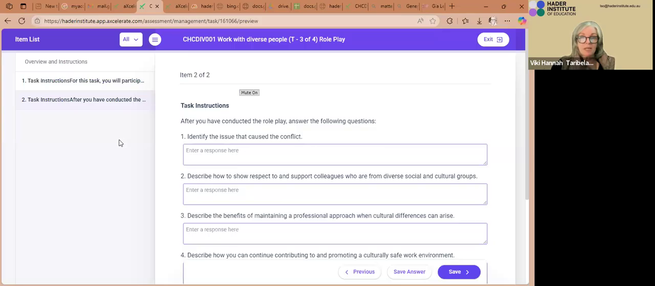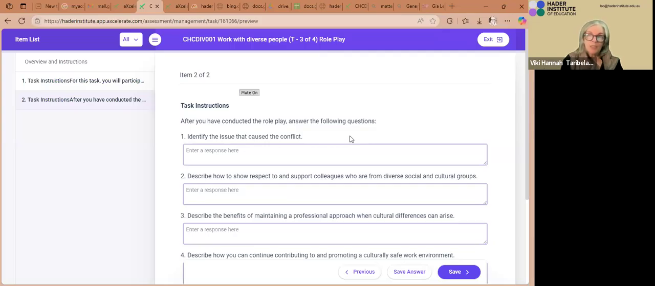And then the second part to this is, after you've conducted the role plays, answer the following questions: identify the issue that caused the conflict. So by the time you get to here, you will have had that conversation with everyone. You'll have listened, you'll have entered the space, you will collaborate, you'll work, you'll find out enough information to be able to do your file notes and lodge an incident report as well.